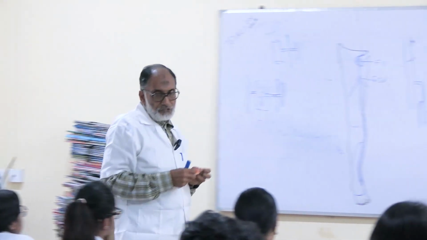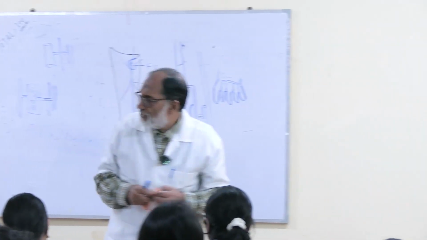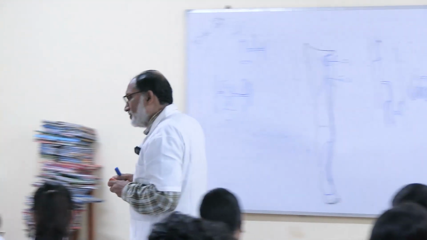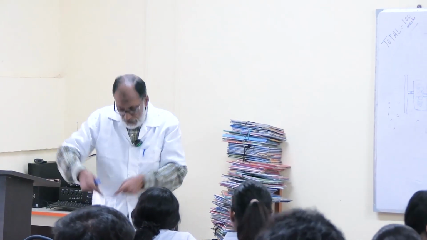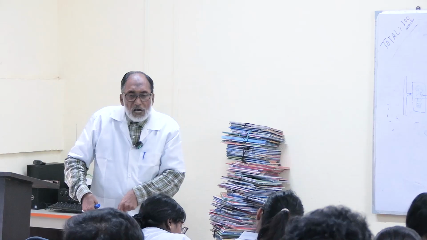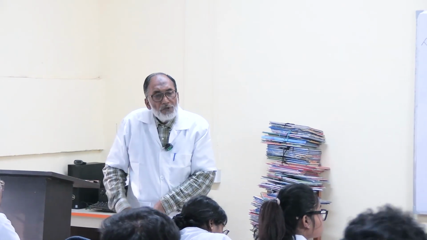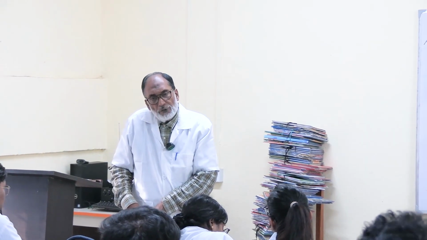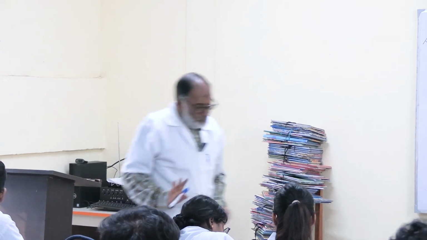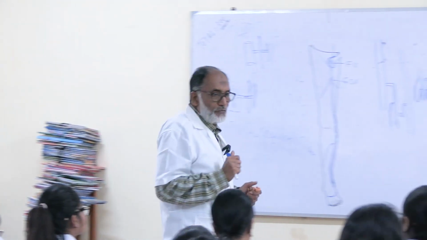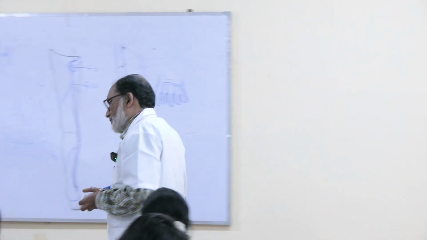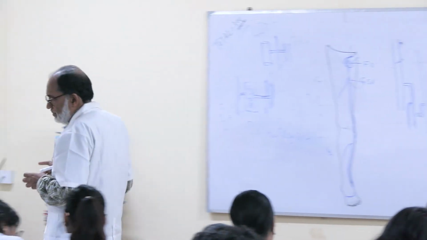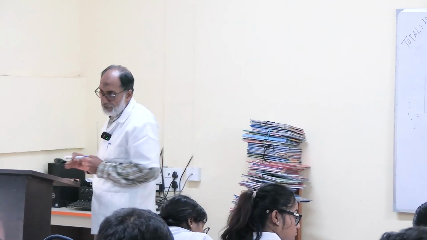Another test is the Perthes test. What is done in the Perthes test? One tourniquet, one rubber tube, is tied at the level of the saphenous opening. I tied the saphenous opening. Now you will ask the patient to walk, and you will see what is happening.